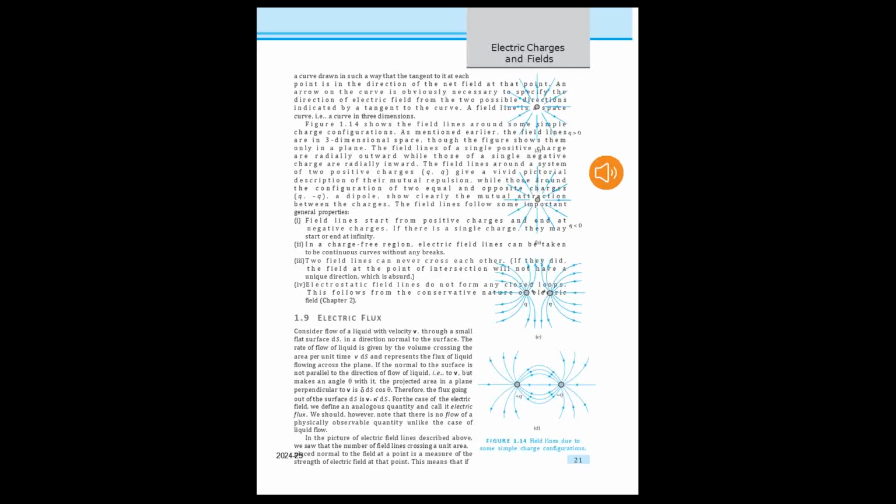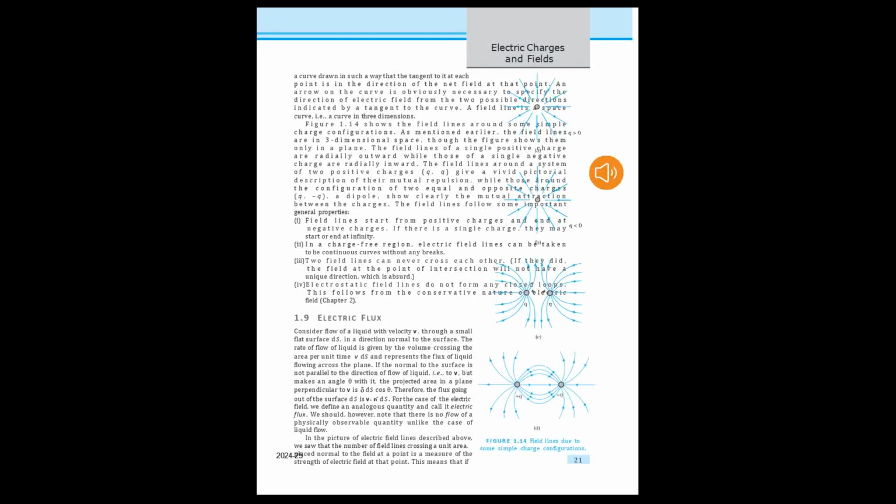The field lines of a single positive charge are radially outward, while those of a single negative charge are radially inward. The field lines around a system of 2 positive charges, Q and Q, give a vivid pictorial description of their mutual repulsion, while those around the configuration of 2 equal and opposite charges, Q and minus Q, the dipole, show clearly the mutual attraction between the charges. The field lines follow some important general properties as given below.